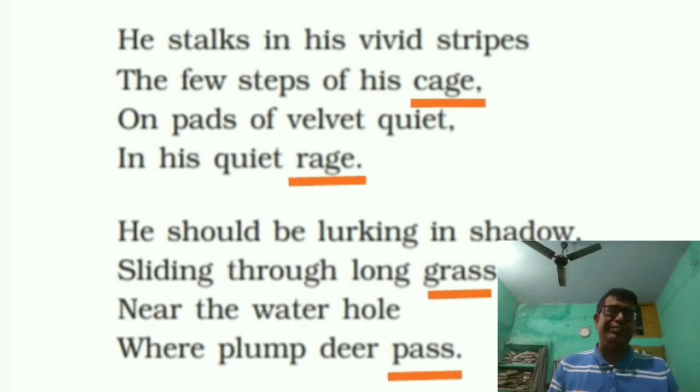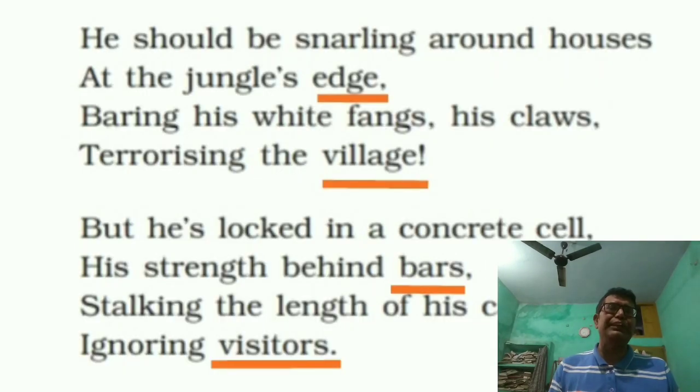Similarly, in the second stanza: He should be lurking in shadow, sliding through long grass, near the water hole, where plump deer pass. The case is similar to the first stanza. Here also it is A, B, C, B, because grass is identified by letter B and rhymes with the fourth line's last word, pass. In the third, fourth and fifth stanzas similar cases are followed, so the general rhyme scheme of the poem is A, B, C, B.